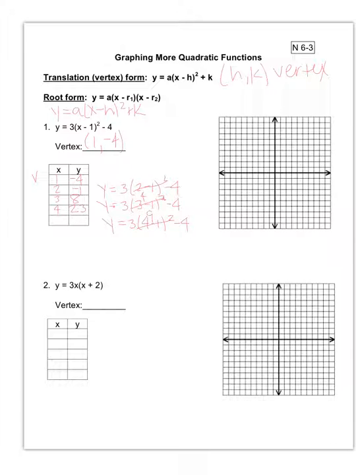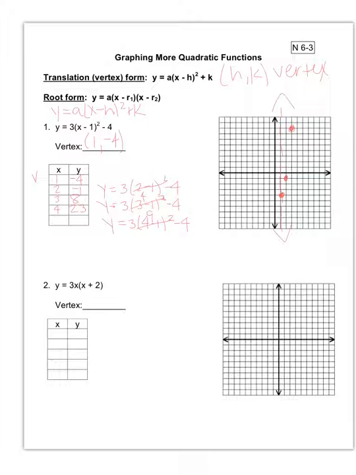Okay, so let's go ahead and start graphing. So we're going to go ahead and plot our vertex, which is (1, negative 4). Okay, and then we have our axis of symmetry that will go straight through your vertex. And then plotting your other points, (2, negative 1), (3, 8). And then notice the other one goes off the graph.